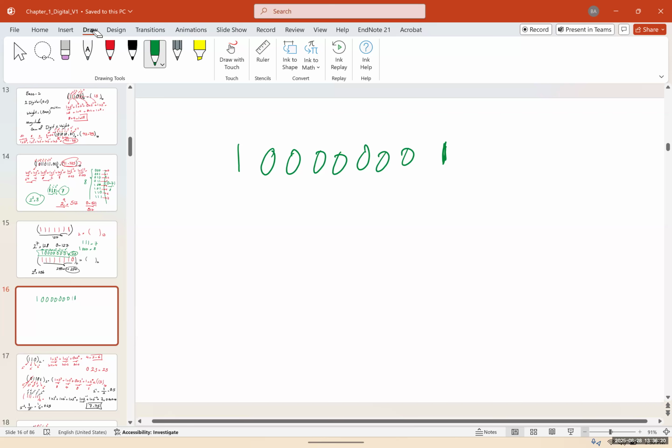Or make it 9. How many digits do I have? 1, 2, 3, 4, 5, 6, 7, 8, 9, 10. Yes. This is 3. This is 2 to the power of 9. 2 to the power of 9 is 512 plus 3. I have 515. 2 to the power of 0, 1, 2, 3, 4, 5, 6, 7, 8, and 9.